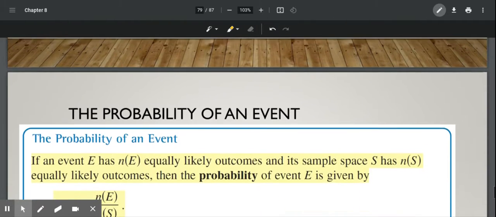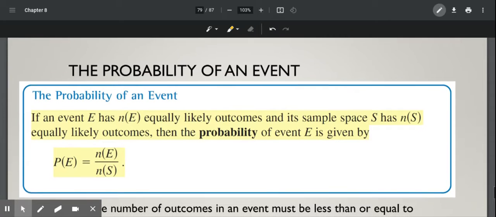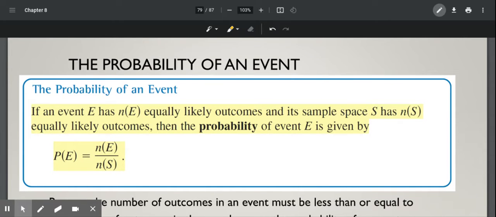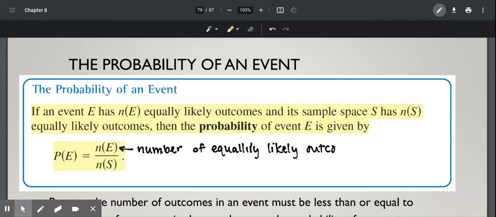So the probability of an event. If your event E has n of E equally likely outcomes, and its sample space has n of S outcomes, this is your number of equally likely outcomes.